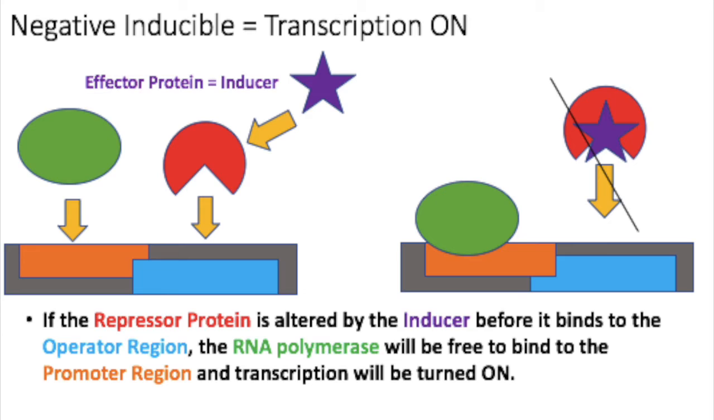The products of transcription are structural genes that occasionally serve as effector proteins. If there is no inducer present, the repressor protein will bind to the mRNA and succeed in repressing transcription.